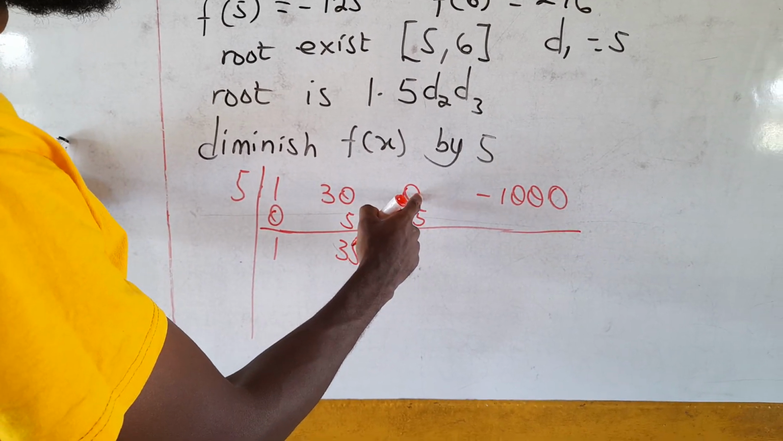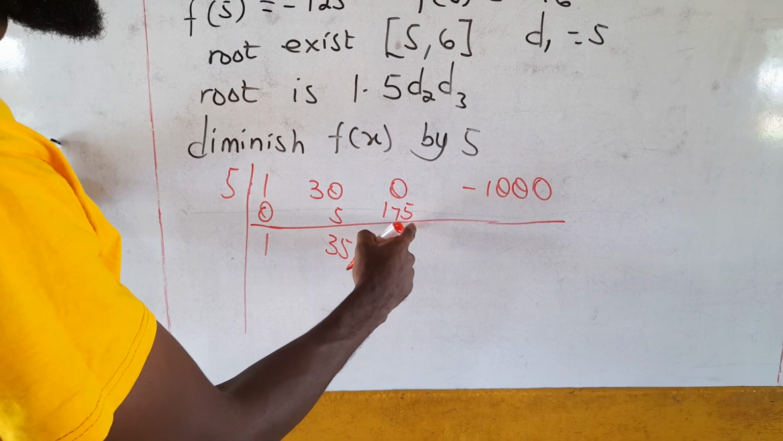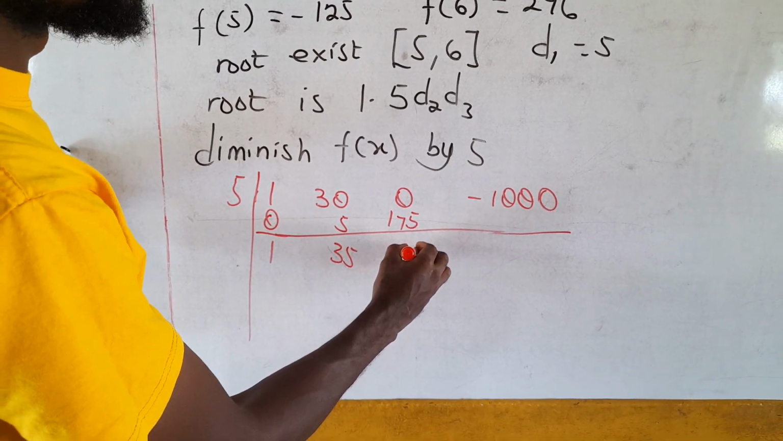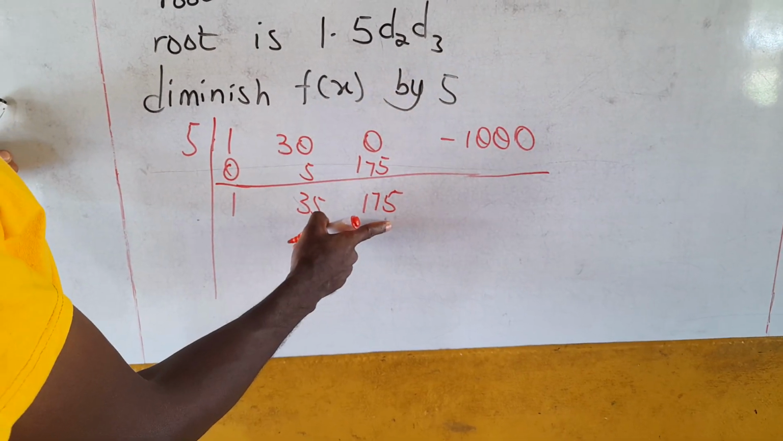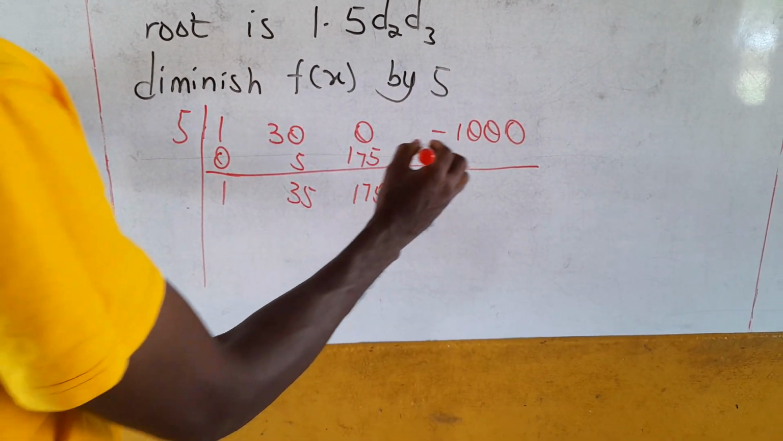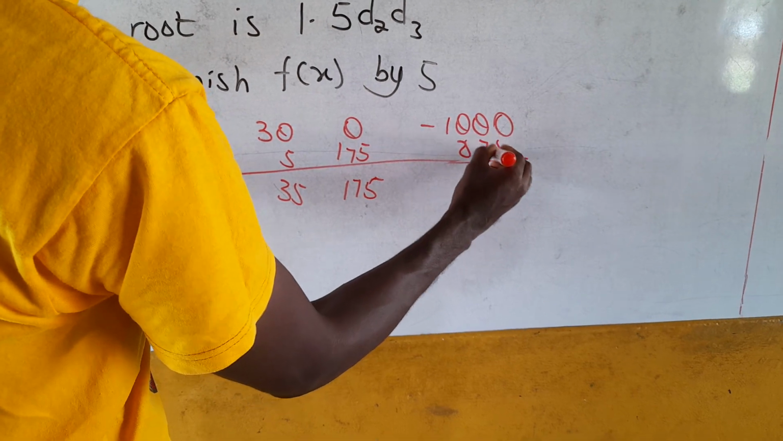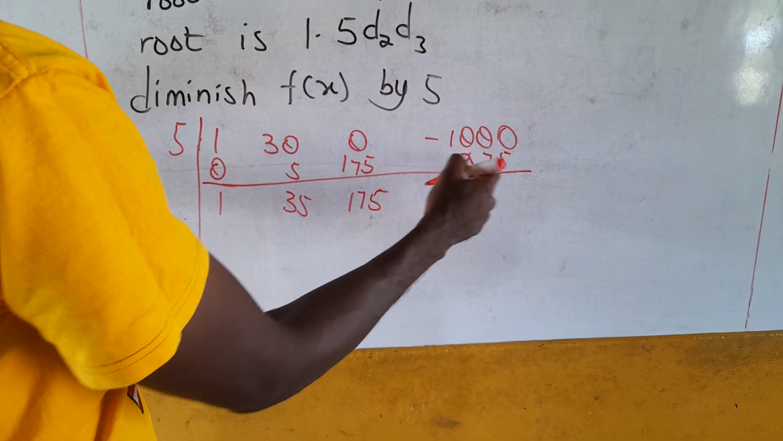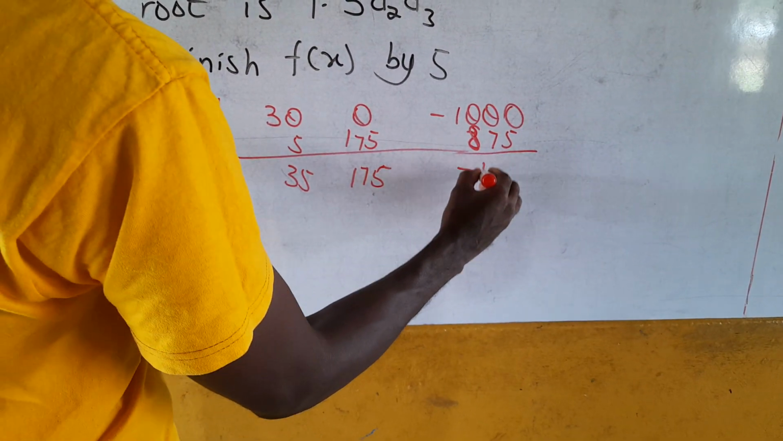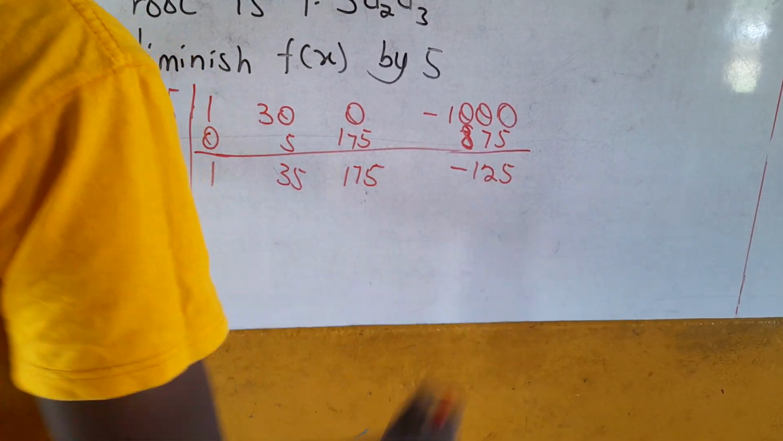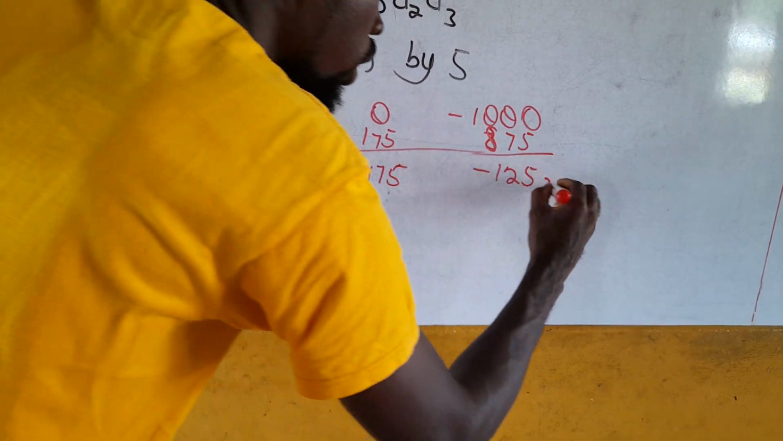Then 0 plus 175 will be the same 175. I hope you are getting that. 5 times 175, that will give us 875. Then minus 1000 plus 875 will be negative 125. I hope you get that. So we are done with this.